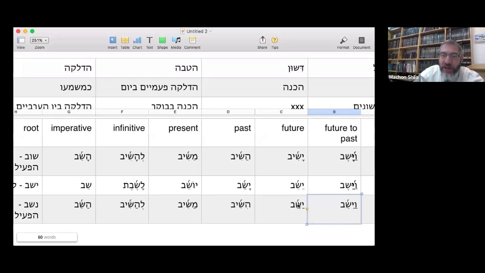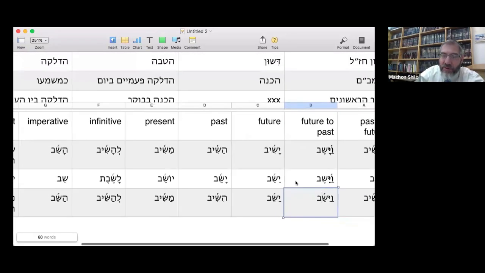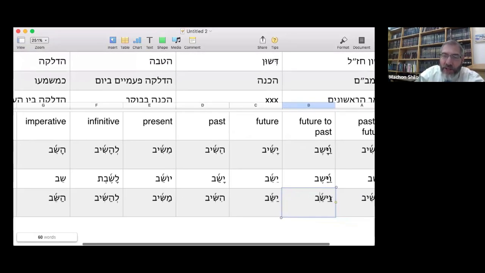And the future is yashev. Yashev rucho yizlu mayim. He causes his breath to blow, his wind to blow. So that looks a little bit different. And the past tense made with a vav hipuch using this verb is vayashev.